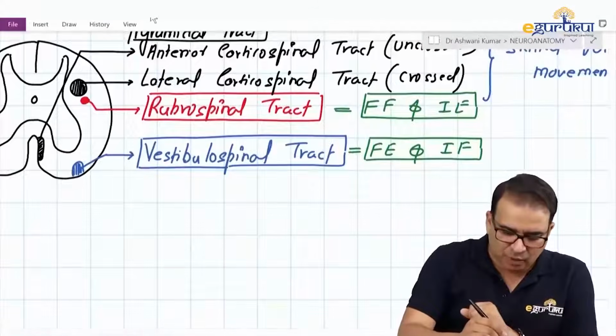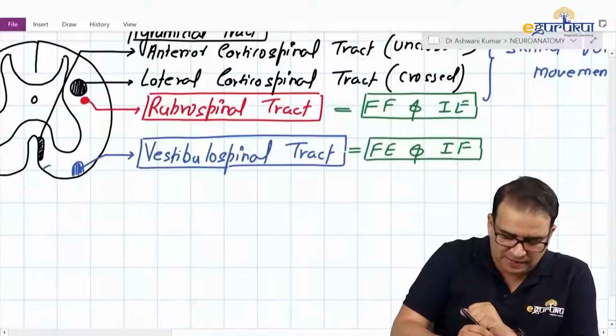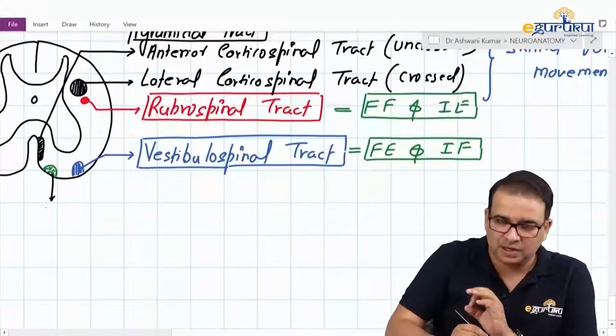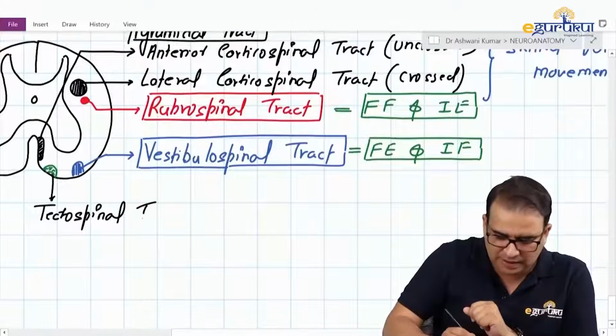Apart from that, another important tract that you should know, which is present in between the anterior corticospinal and vestibulospinal tract, guys, here somewhere in the anterior funiculus only. This tract is called the tectospinal tract. I'll tell you more about this.